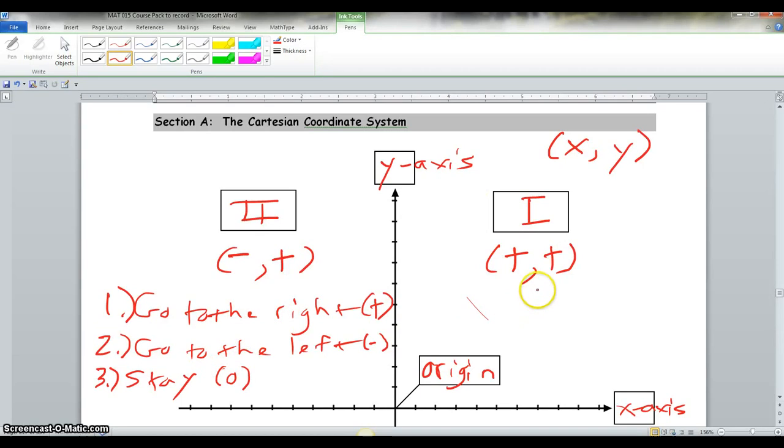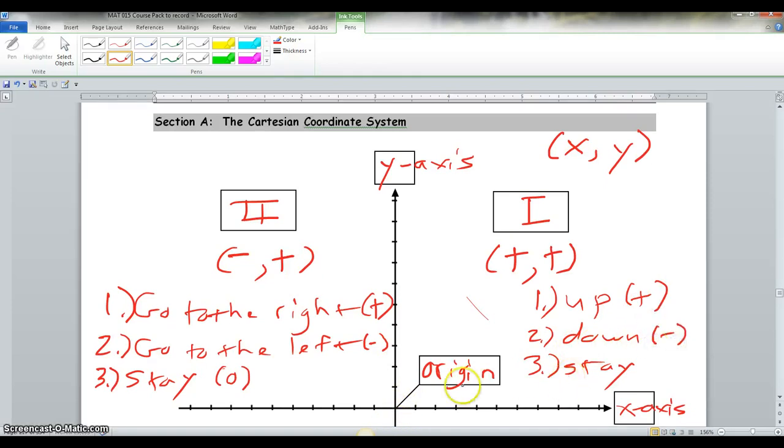Now, for your y value, there's 3 things that y does. It goes up, down, or stay. And this is based off the origin as well. If you go up on the y-axis from the origin, your y is positive. If you go down from the origin on your y value, your value is negative. And if you stay, then your y value is 0.